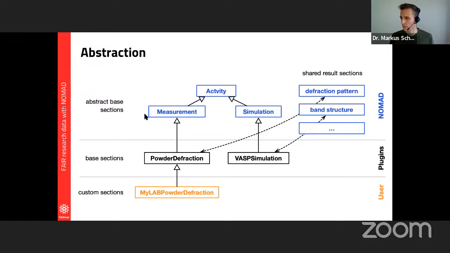The workflow, for example, is something that can be predefined, or other concepts like what is an activity, what is a measurement, what is a simulation. You can have a very high-level understanding of this notion and basically create a shared definition for it. And then people can build their own plugins and say, okay, now I have a special simulation, I have my VASP simulation, or I have a special kind of measurement.